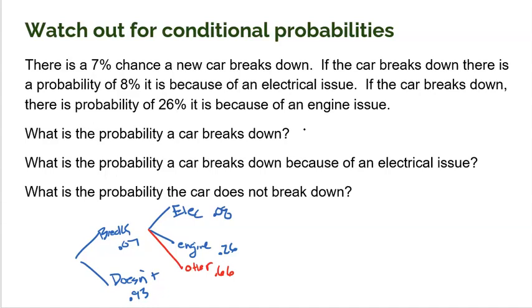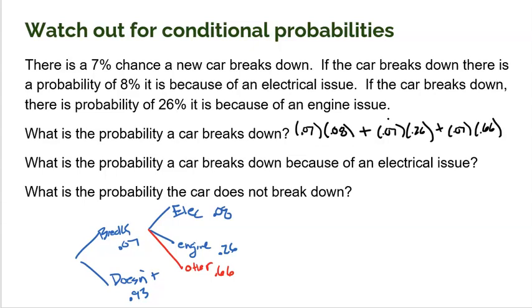So we just got to follow those branches, right? So it'd be 0.07 because it's got to break down first, then 0.08 breaks down because, again, the 8% was because of the 7%. Or breaks down and then it's an engine issue. Again, the engine issue only stems from it breaking down, or it breaks down and it's something else, some other issue.